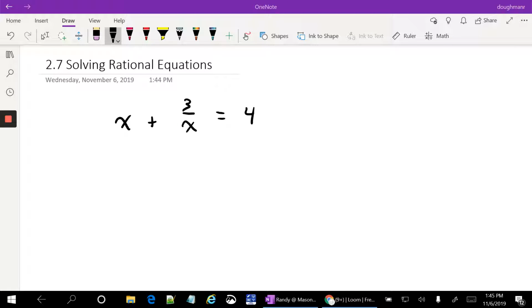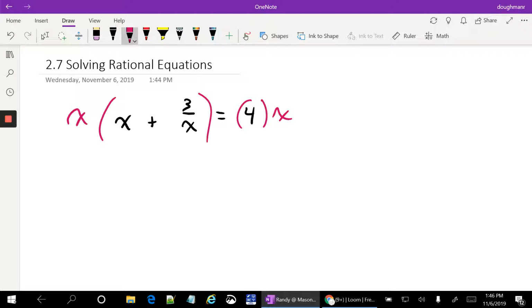A couple of examples here of solving rational equations. The method I'm going to use here is basically eliminating the denominator. The problem in front of us: x plus 3 over x equals 4. I see that the only denominator is an x, so I'm simply going to multiply both sides by x.